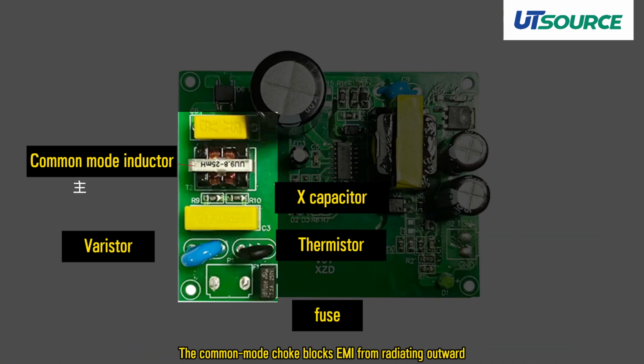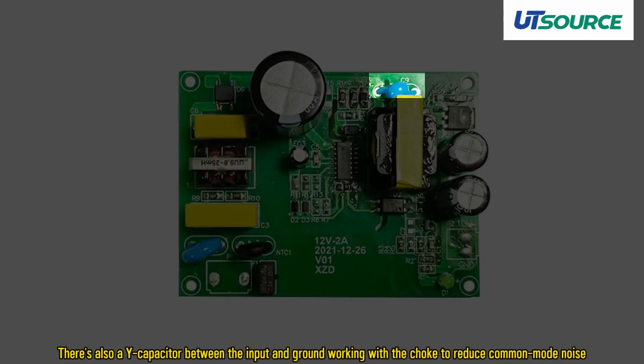The common mode choke blocks EMI from radiating outward. There's also a Y capacitor between the input and ground, working with the choke to reduce common mode noise.